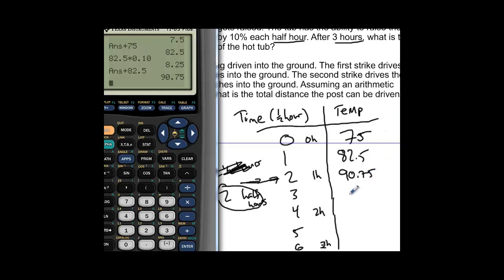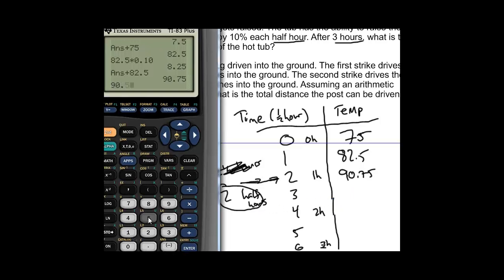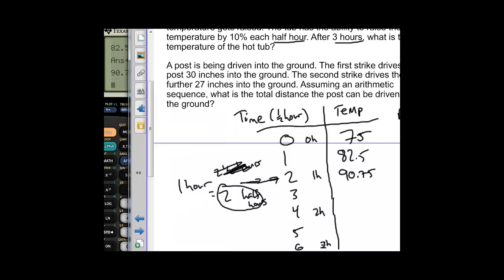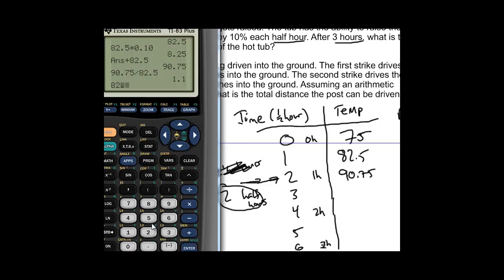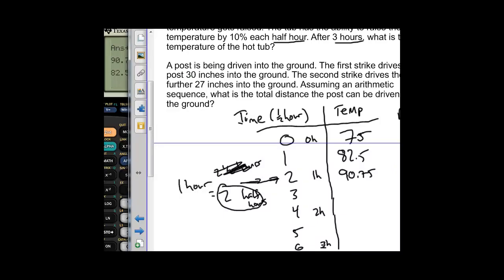Now, one of the best ways to find a common ratio, which we learned yesterday, is to take two consecutive numbers and divide them. So if you took 90.75 and divided by 82.5, you'd get 1.1. And if you were to try that again by taking 82.5 and dividing by 75, you'd also get 1.1, which is good because the ratio should be the same. The reason why it's 1.1 is that it's almost like it's 1.10. You get to keep 100% of what you have and add on 10% more.